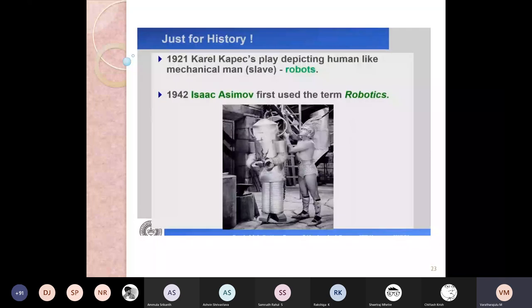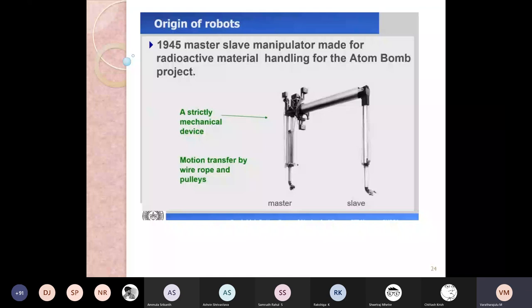And what happened during 1945? That is the master slave manipulator, made without any controller, without any sense, and there is no program. And at that time also, we don't have any computer and all. What it can do is replicate what was done by the master. See, this is the master arm. We as a man have to operate the master arm, which can be replicated by the slave.